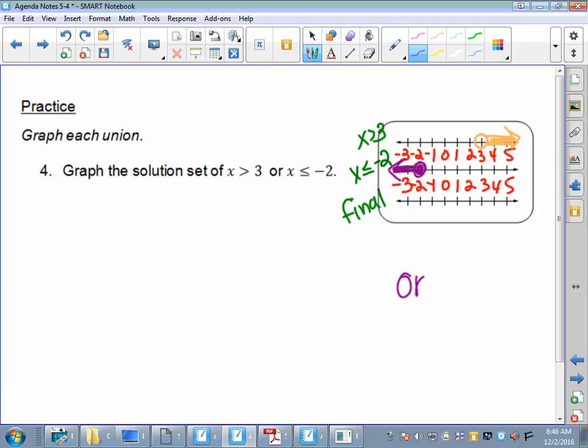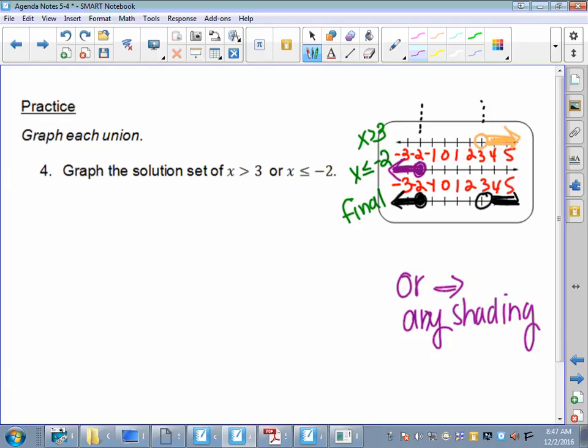So or means any shading is okay. Any shading. So where is it shaded? Anywhere on my graph. Or maybe where is it not shaded? There's no shading in between -2 and +3. So that means on my final answer line, I can have no shading between them. I keep the same dots, and I keep the same open on this side. So my answer will be 2 arrows going in opposite directions because it doesn't matter where it's shaded as long as it's shaded.